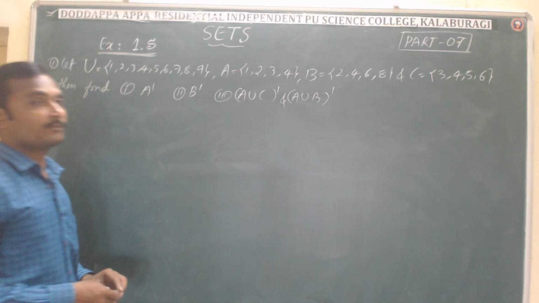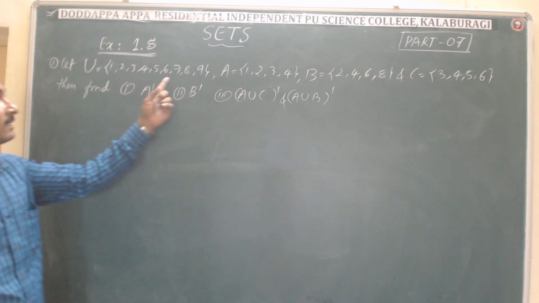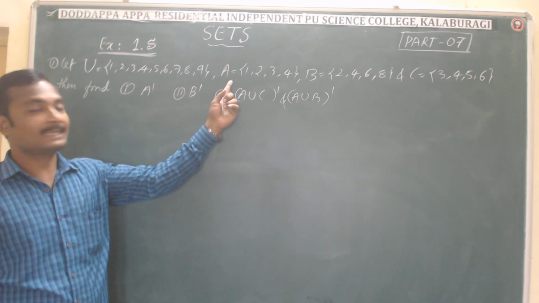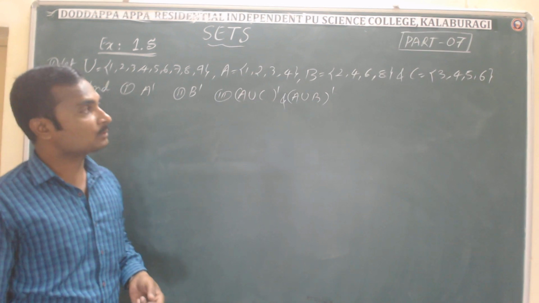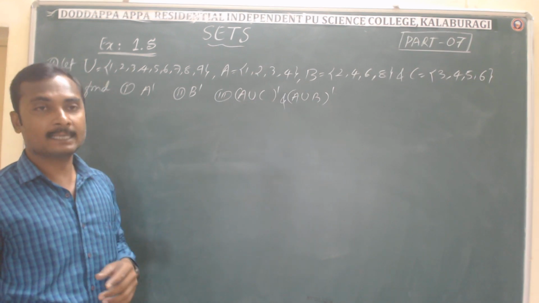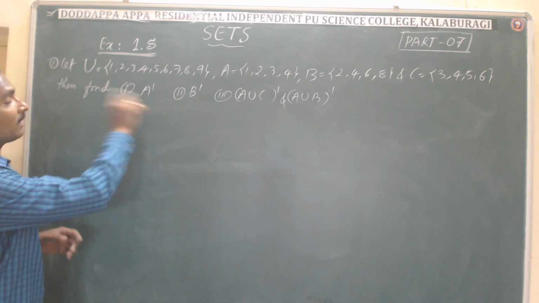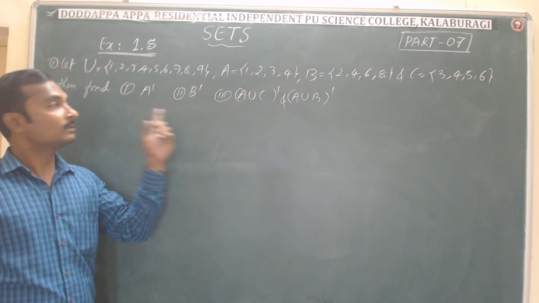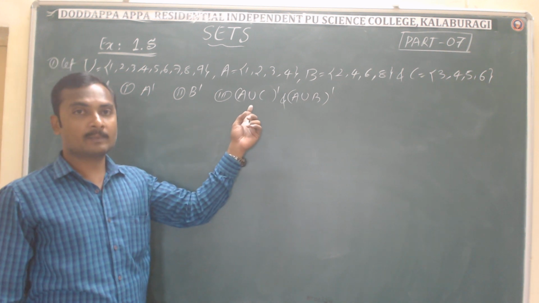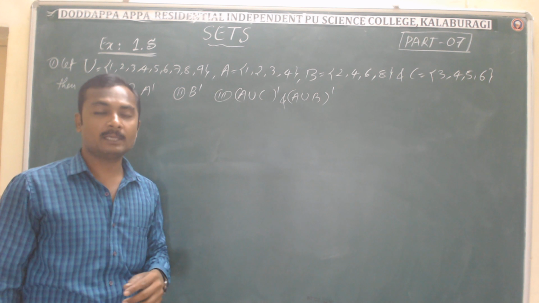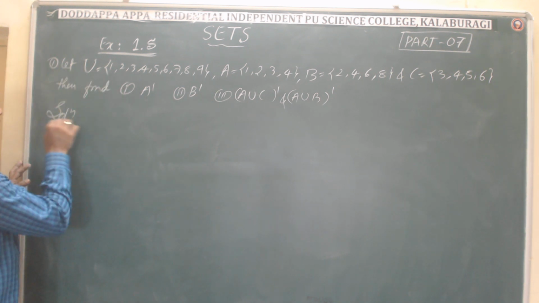So exercise 1.5, the first question: the universal set is given as 1, 2, 3, 4, 5, 6, 7, 8, 9. Set A is defined as 1, 2, 3, 4. Set B contains 2, 4, 6, 8, and set C contains 3, 4, 5, 6. Find the complement of set A, second, B complement, third, A union C complement, and the fourth is A union B complement. So let's solve this.